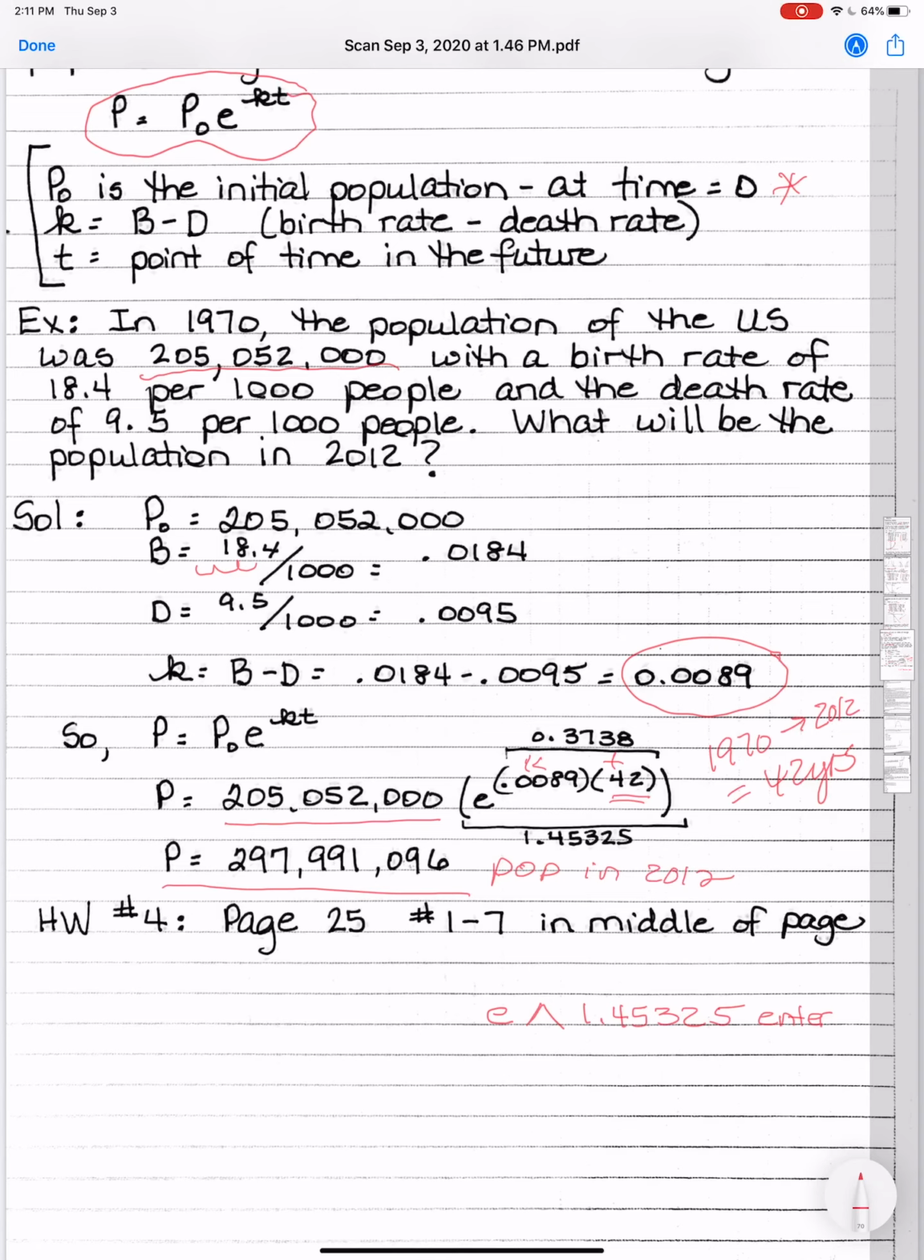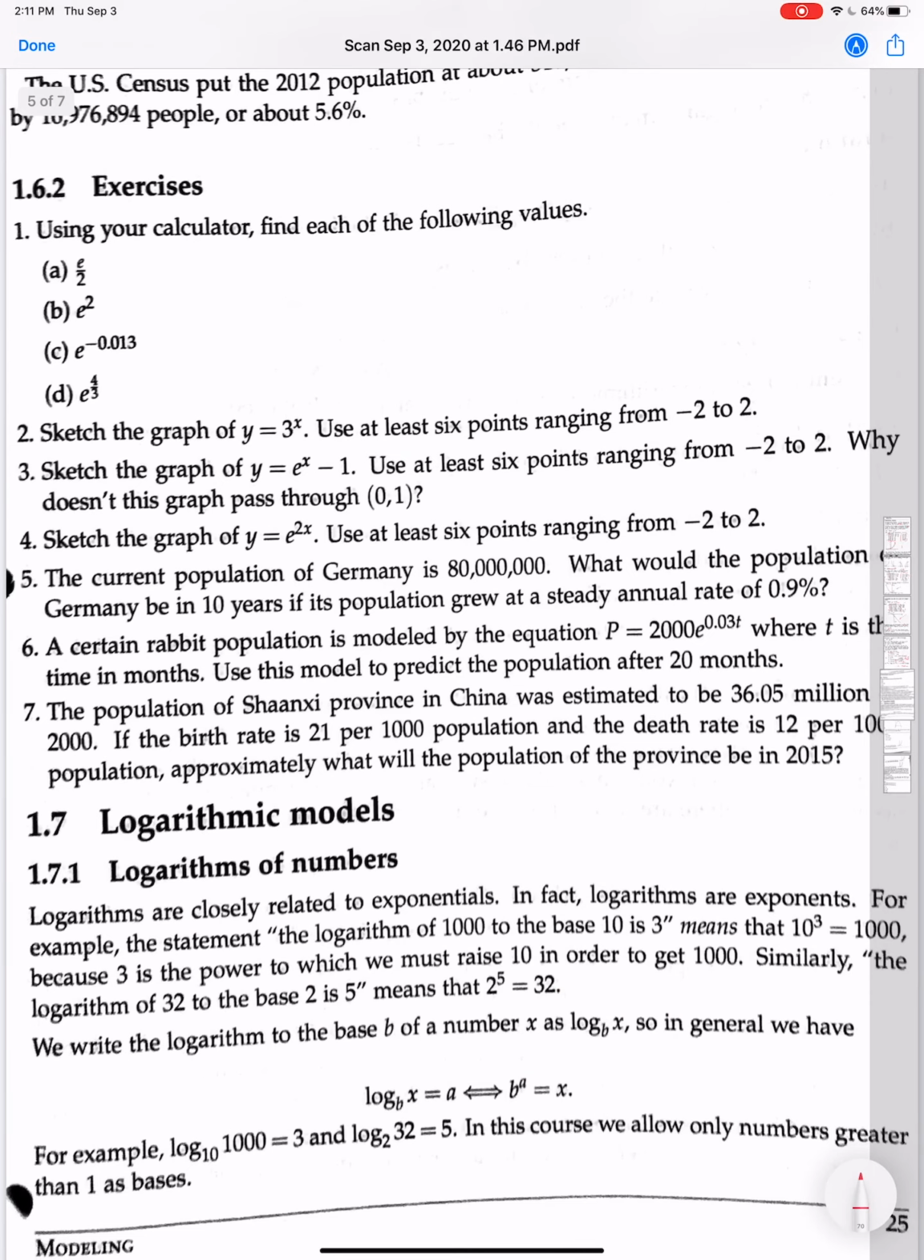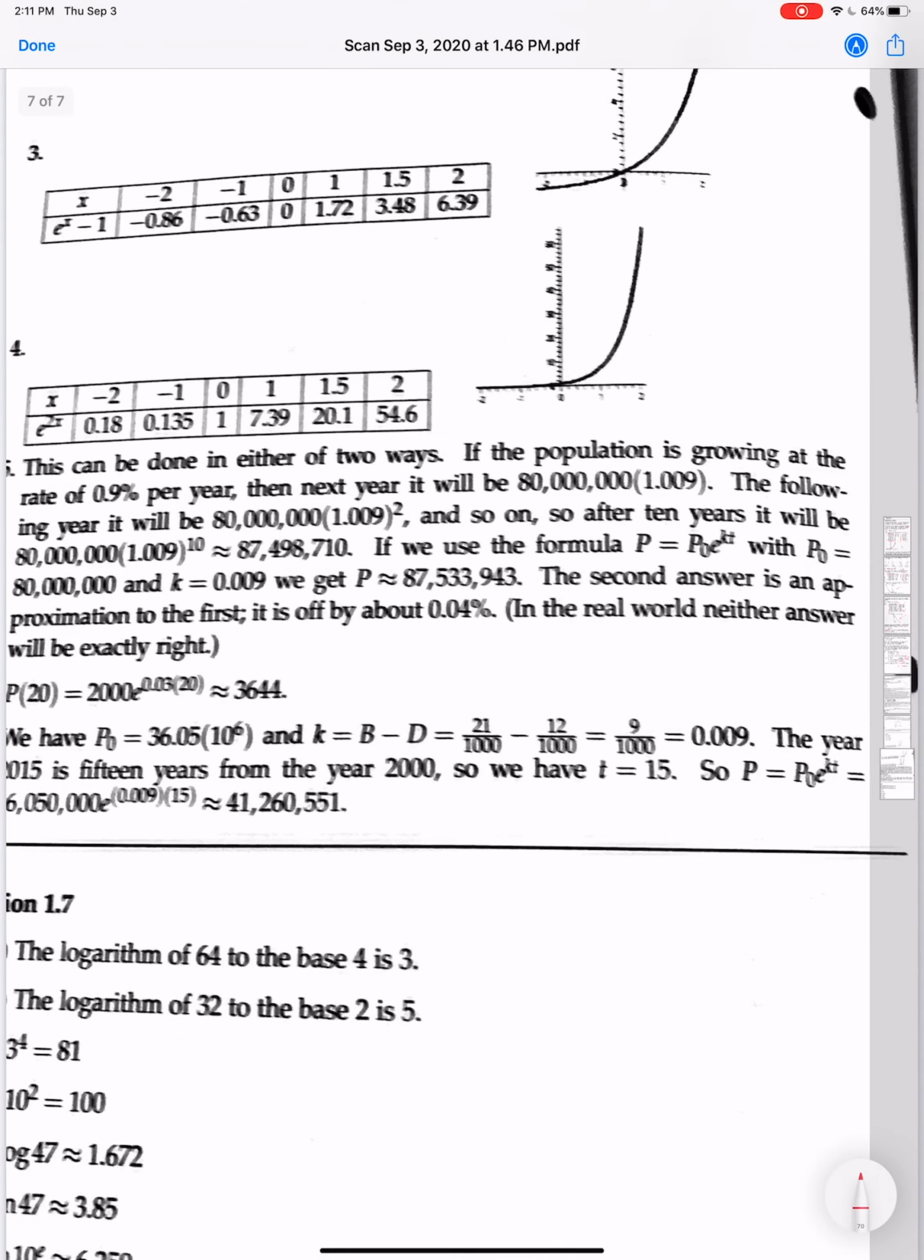So that was kind of a brief explanation of exponential functions. I want you to look at the problems on the middle of page 25, which I have also attached to the notes. Numbers 1 through 7, they're right here in the middle of the page. And then on the pages that follow are the solutions. So hopefully that gets you started. If you have any questions, please just let me know.